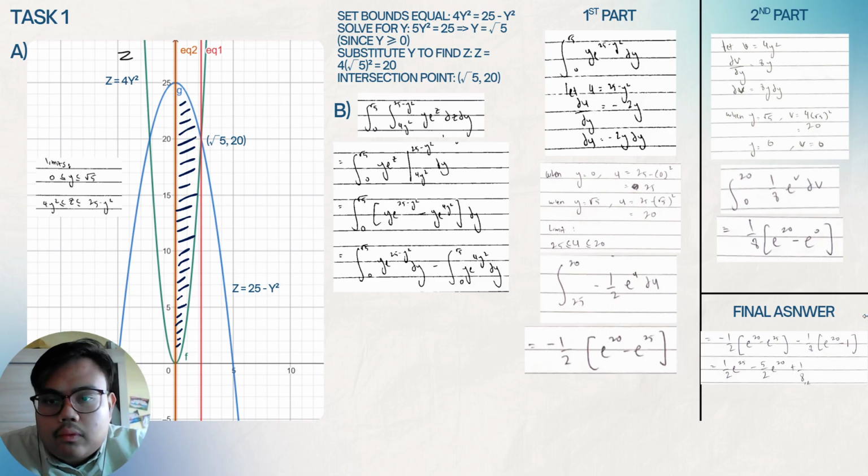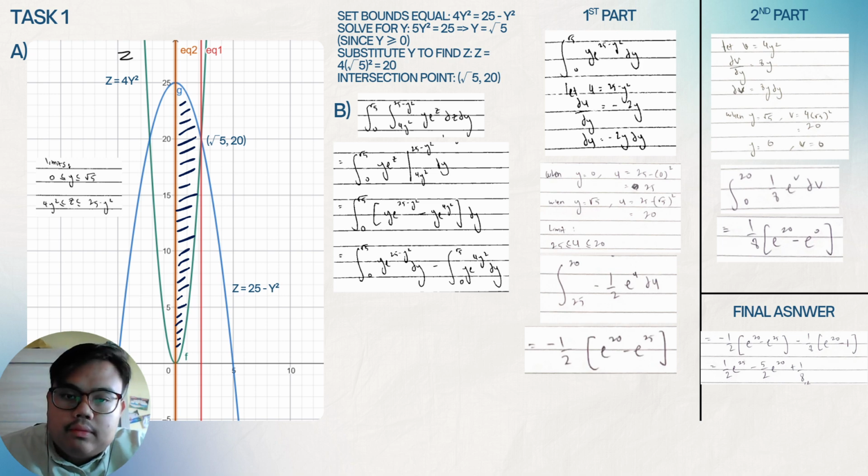First, we need to equate both of the curve equations and we obtain y equal to √5. This value we substitute into either of the equations and we will get 20, so the intersection happens at (√5, 20).